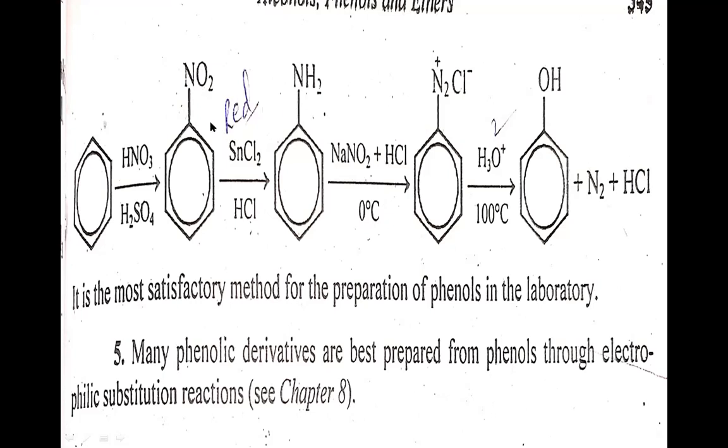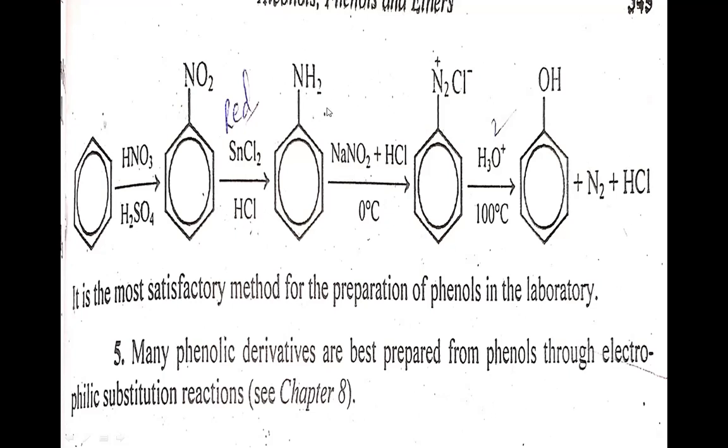So the process is known as reduction. Here is removal of oxygen and addition of hydrogen. Removal of oxygen is known as reduction, and addition of hydrogen is also known as reduction. So nitrobenzene can be converted into aniline by reduction with stannous chloride and HCl.